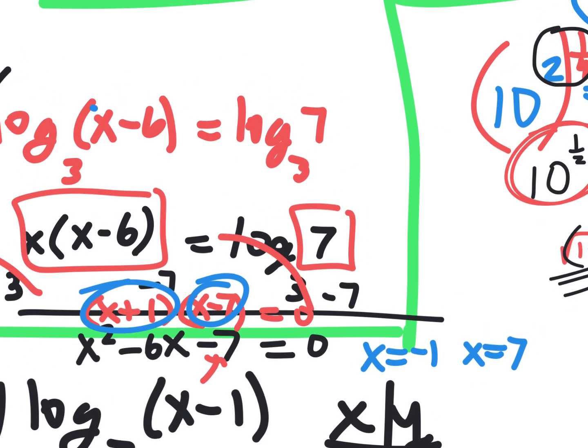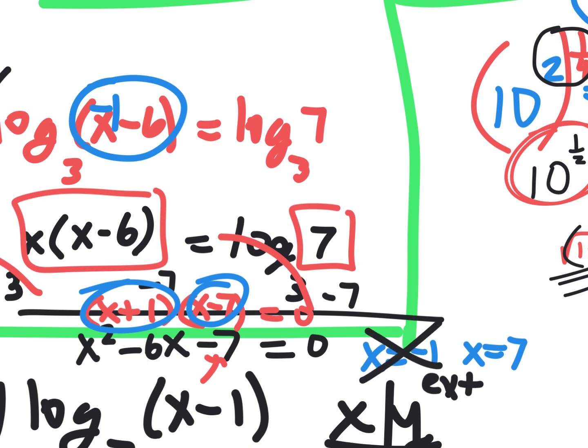If you put a -1 right here, you'll have a log base 3 of an argument that's negative, and that's not allowed. Cross it off, ext. If you don't have an extraneous on your test, I will be shocked. Because they come up a lot in this unit. Because logs can't have negative bases or arguments, and you got to watch out for that.